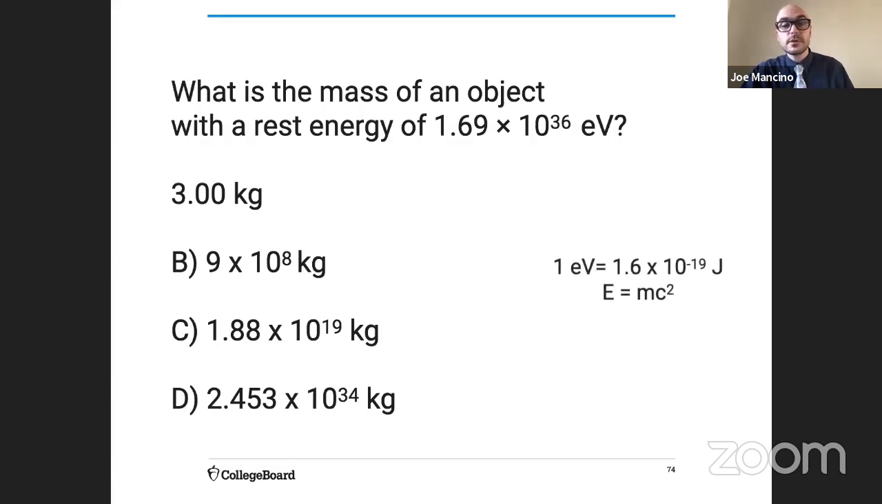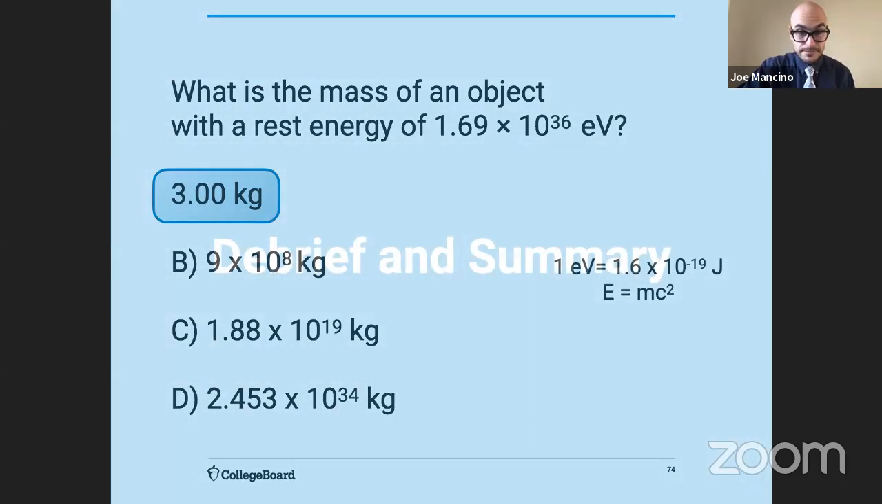The important thing to know is that 1 electron volt is 1.6 times 10 to the negative 19 joules, and that E equals mc squared. So we know the rest energy, we know the E, we know the speed of light is 3 times 10 to the 8th meters per second. So the only unknown is the mass of 3 kilograms. 3 kilograms is not a lot of mass, but it's a lot of energy if you can use it.